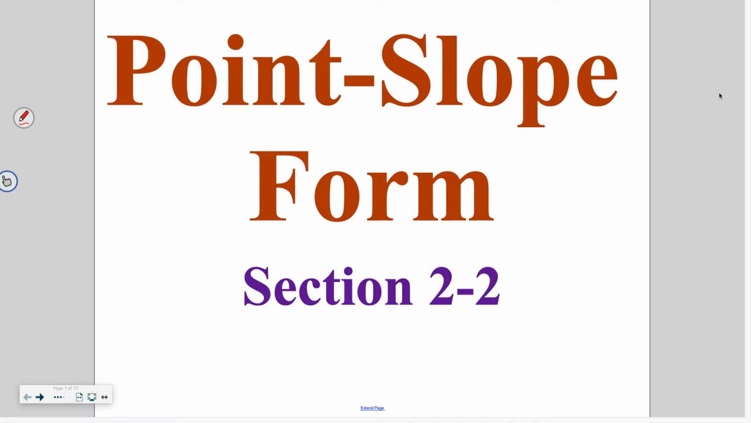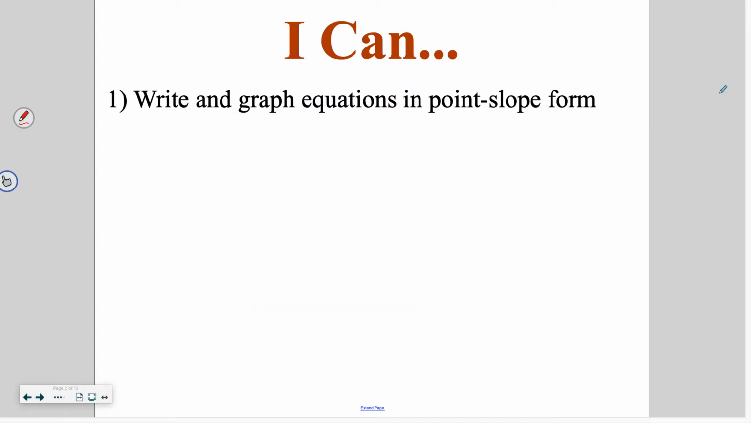Hello class, and welcome to section 2.2, which focuses on point-slope form. By the end of today's lesson, you will be able to write and graph equations in point-slope form.